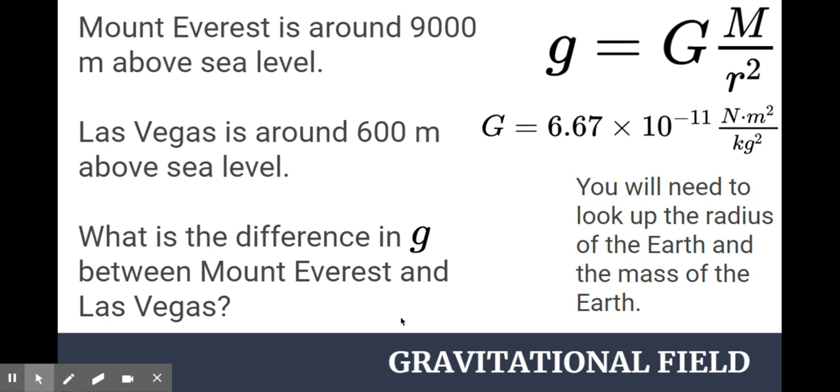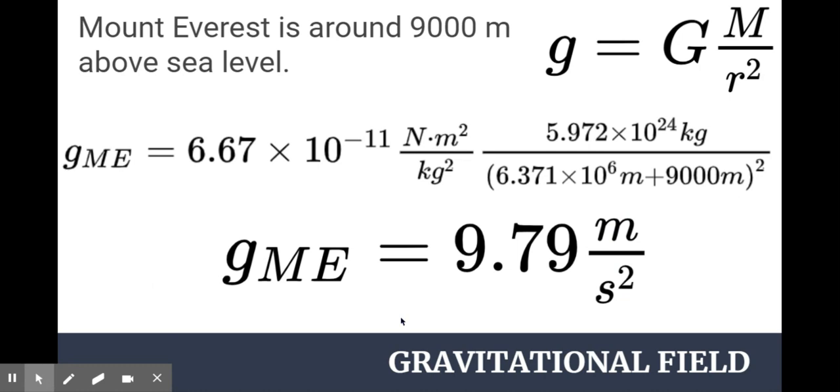All right. So this is the acceleration due to gravity at the top of Mount Everest. It's about 9.79 meters per second squared. Okay. I put everything into the equation right up here. This is the equation we start with. Then I put everything into the equation. All right. So that's Mount Everest.